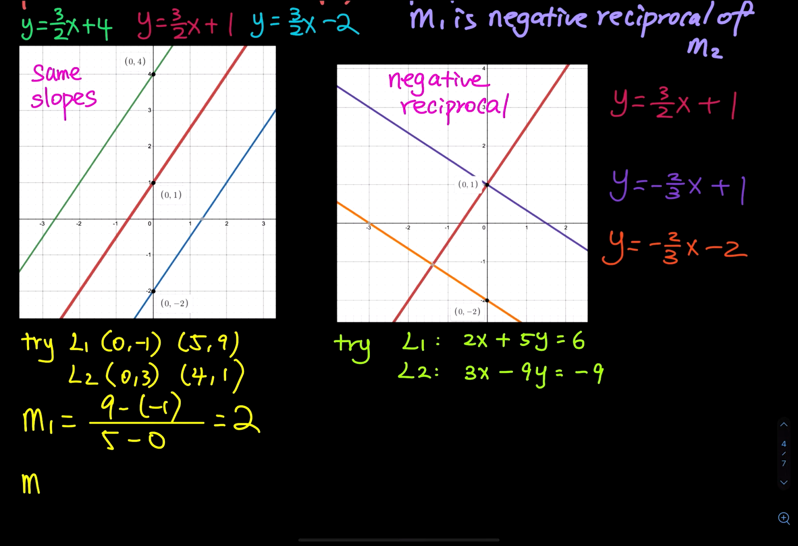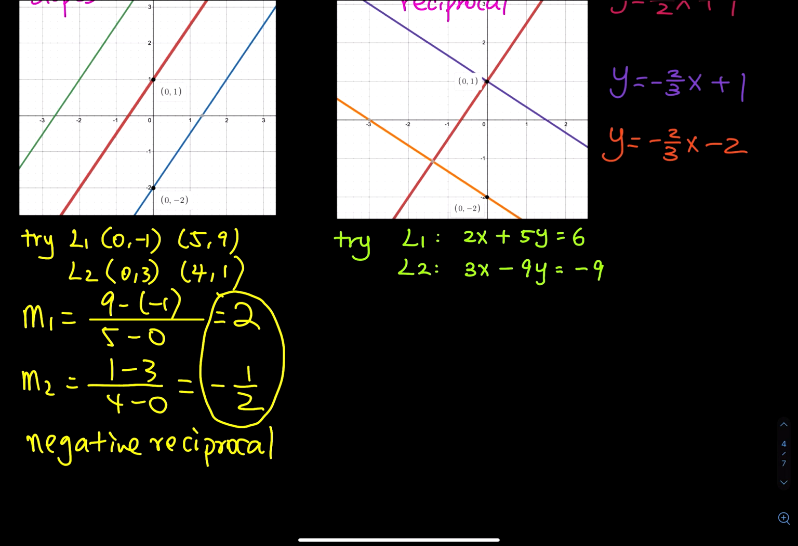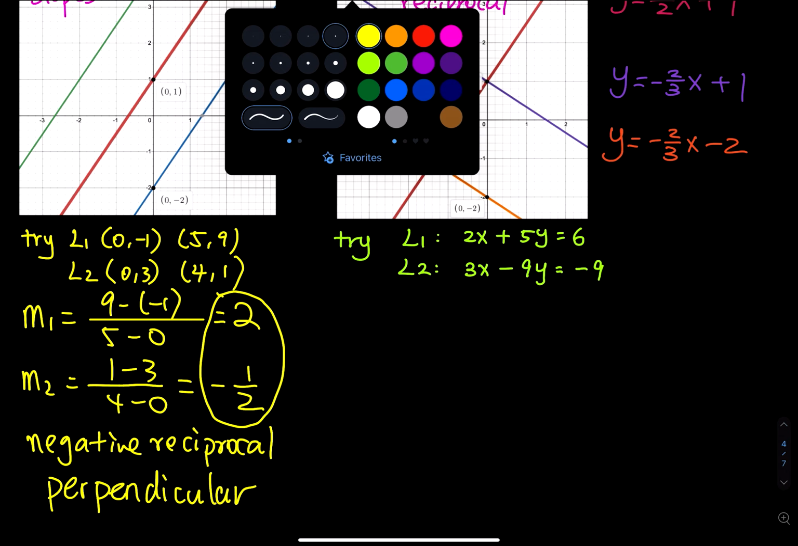And then m2, this is 1 minus 3, and then 4 minus 0. So this is negative 2 over 4, which is negative 1/2, right? So since they are negative reciprocals, these two lines are perpendicular. Just that easy.